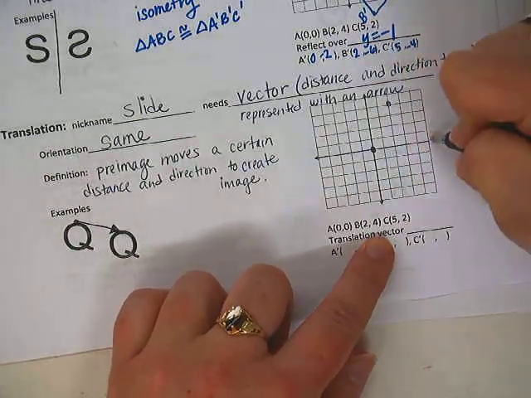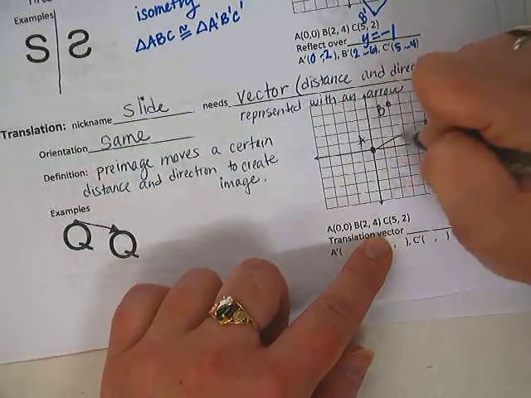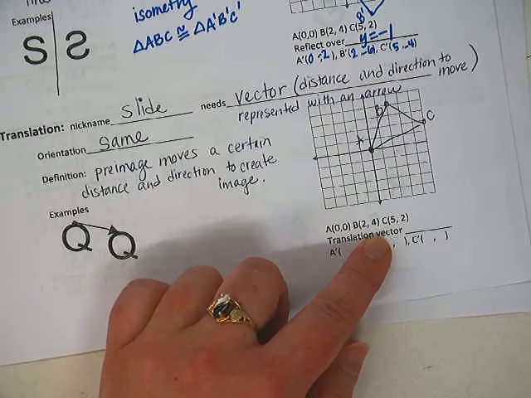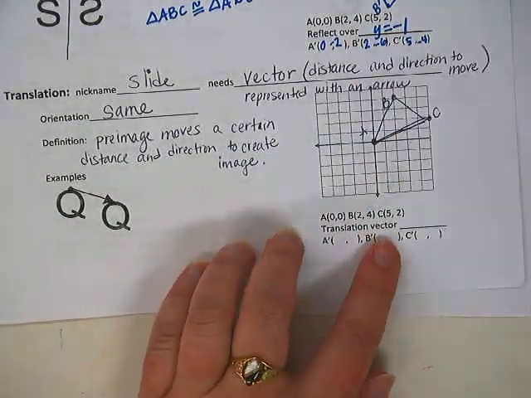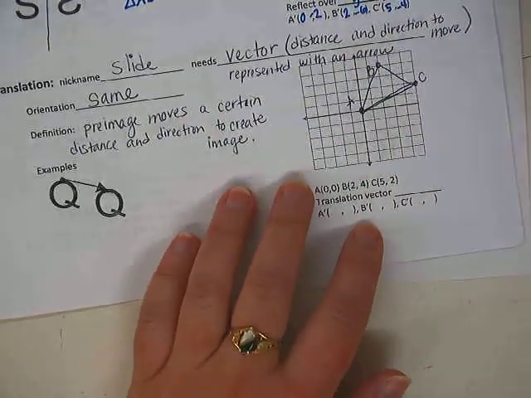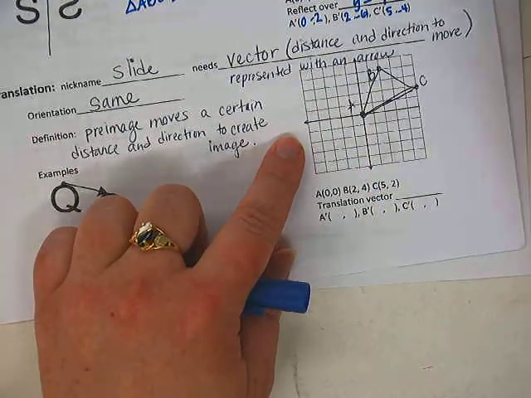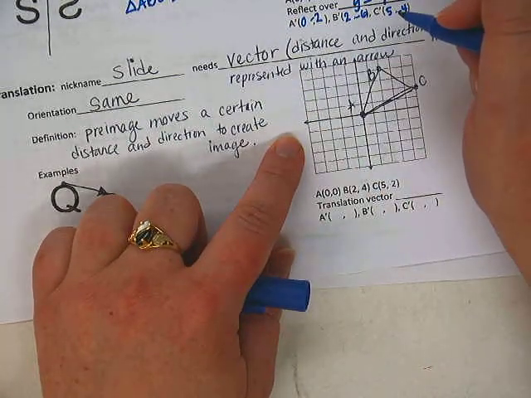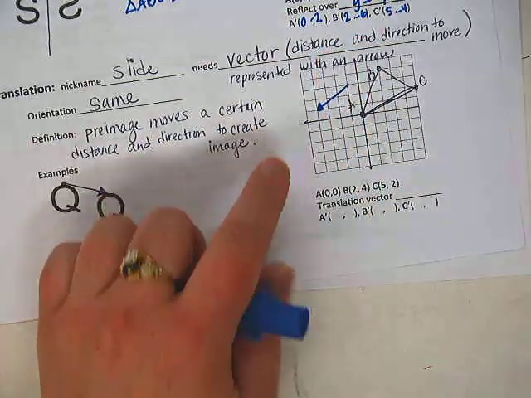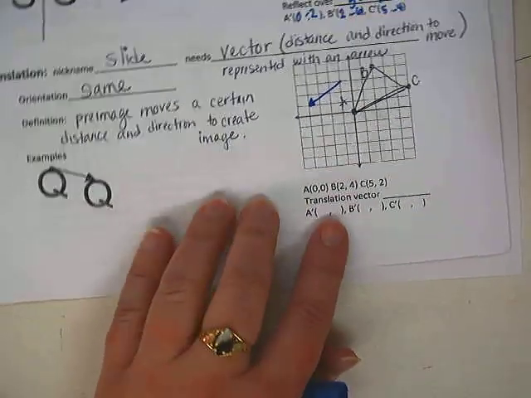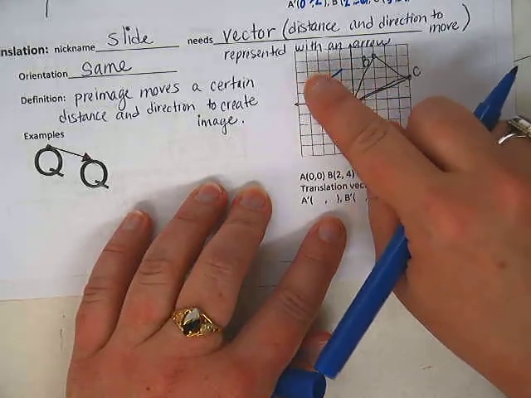Okay, let's do one on a graph. We're going to start with exactly the same triangle, A at (0, 0), B at (2, 4), and C is at (5, 2). And we are going to translate that. I could give you an arrow to translate it with. If I were to give you an arrow to translate it with, I would just draw it somewhere else on the graph.